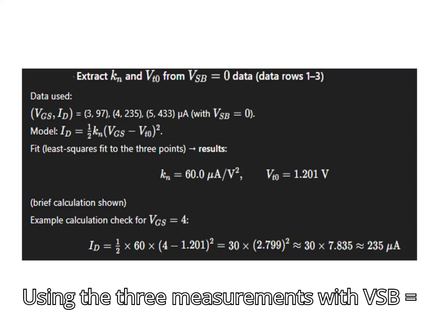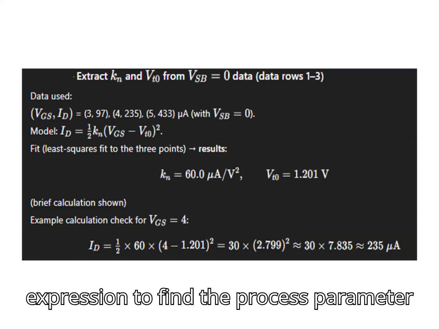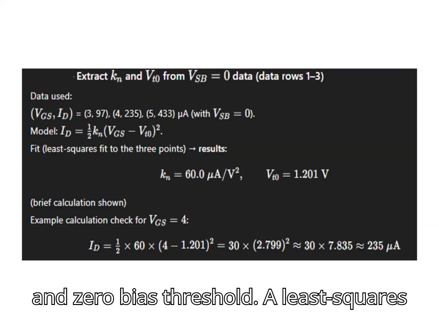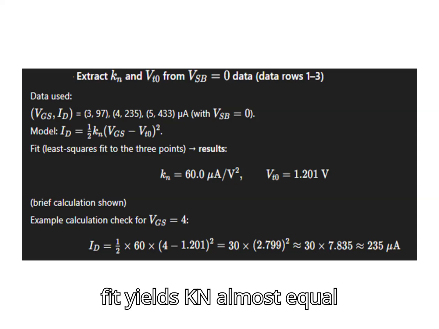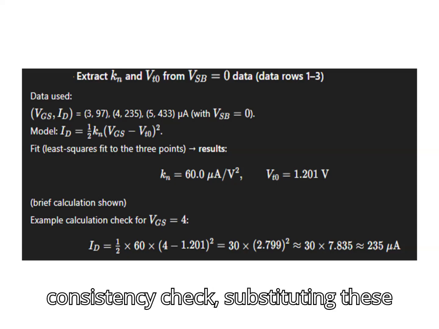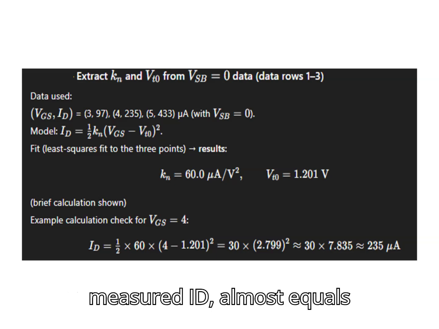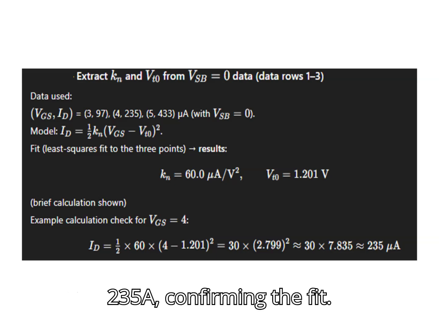Using the 3 measurements with VSB equals 0, we fit the quadratic saturation expression to find the process parameter and zero-bias threshold. A least squares fit yields Kn almost equal to 60.0 µA/V squared and Vt0 almost equal to 1.201 V. We can do a consistency check. Substituting these values for VGS equals 4 reproduces the measured ID, almost equal to 235 µA, confirming the fit.